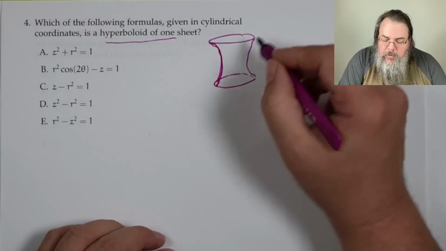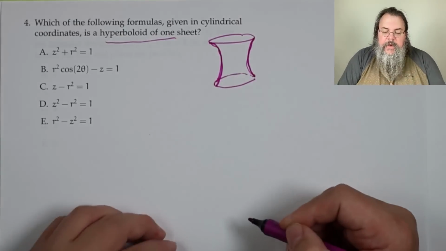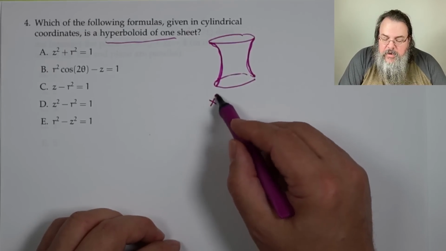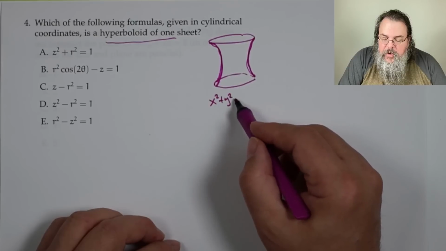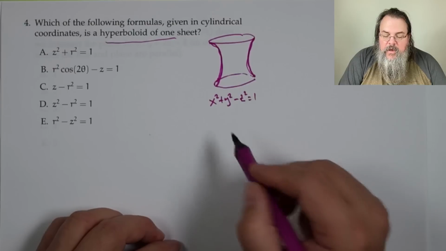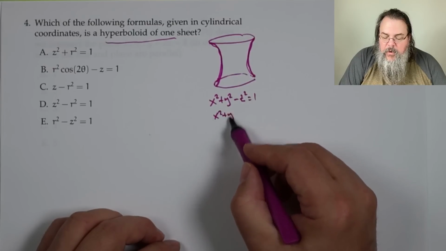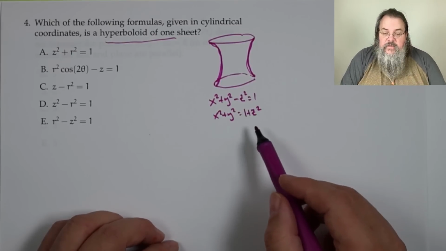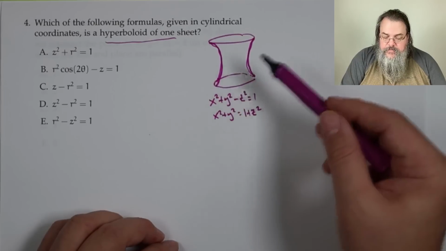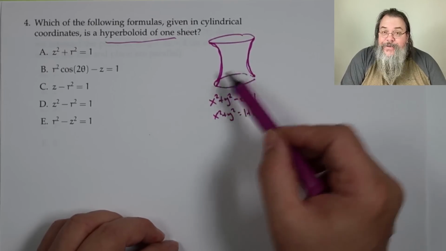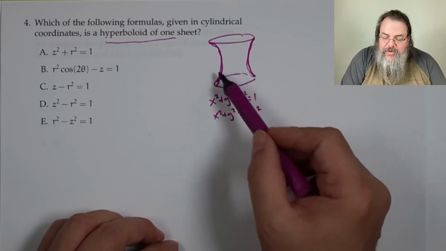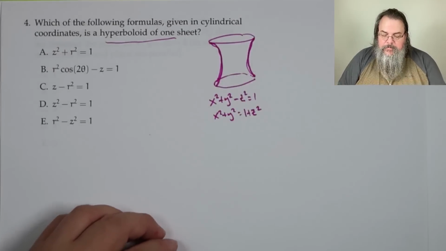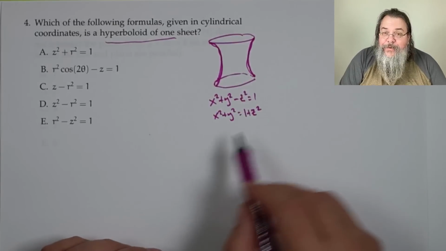Now, what is the generic formula for that? Well, we want something that looks like x squared plus y squared minus z squared equals 1. Because what's really happening is x squared plus y squared is 1 plus z squared. And so for every value of z, you're going to have some positive radius, so you're always going to get an ellipse of some sort, and it gets a bigger ellipse as you go up and down. Okay, so that's the generic formula.